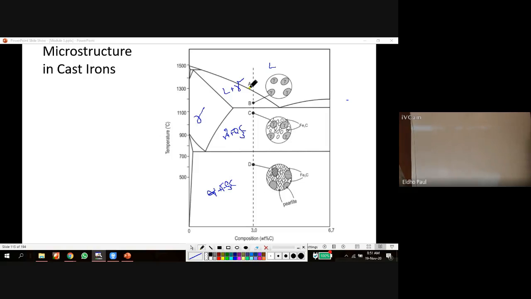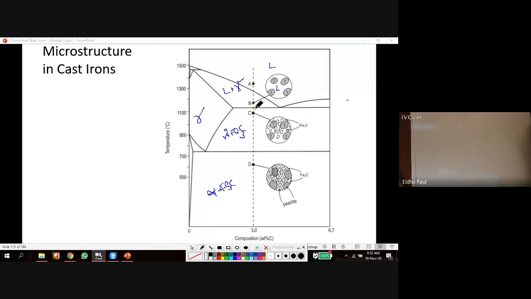At point A, we know this is liquid state. When it crosses the liquidus line and reaches point B, some of the liquid is solidified in the form of gamma. So in this composition, the microstructure consists of both liquid as well as gamma. The white color is liquid, and the remaining solid solution is gamma. That is at point B.